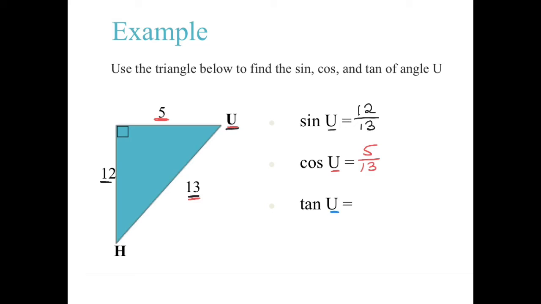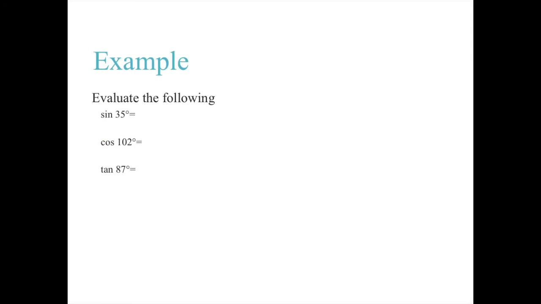Tangent is opposite over adjacent. So from angle U, the length of the opposite side is 12, and the length of the adjacent side is 5. Again, I'm using SOHCAHTOA, that saying, to help me remember which one's which, and that's something you'll need to memorize. To find the value of the ratio, you can simply put it in your calculator.